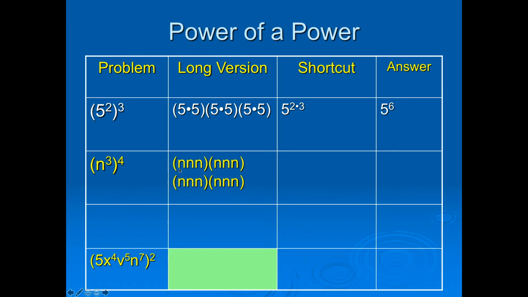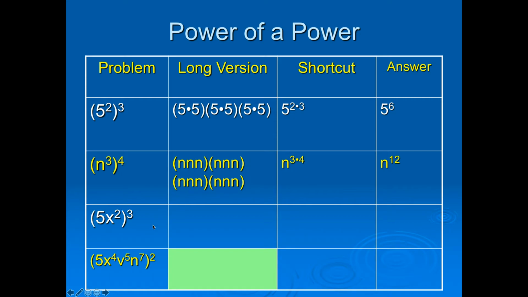Here's our long version. n times n times n, n times n times n, n times n times n, and n times n times n. Now, how many times do we multiply n by itself? 3, 6, 9, 12 times. And again, our shortcut here tells us that we can take the base and multiply those 2 powers, and you get n to the 12th. And that's why you can do the shortcut, because we are multiplying n by itself 12 different times.